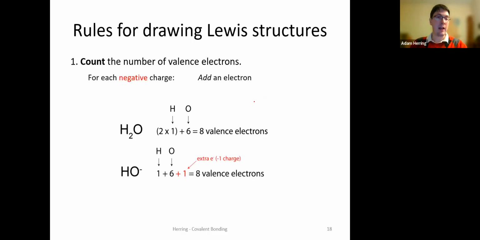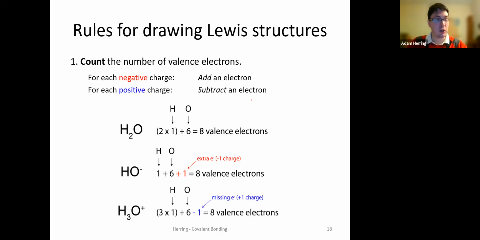If we have a substance that has a negative charge, what we do is we add an electron to those already contributed by the elements. So for hydroxide, it has 1 from hydrogen, 6 from oxygen, and then 1 from the negative charge. For each positive charge, we will subtract an electron from those contributed by the elements. For hydronium ion, we have 3 hydrogens, so 3 electrons, 6 from the oxygen, but we subtract 1 because of that positive charge. So it has a total of 8 valence electrons.